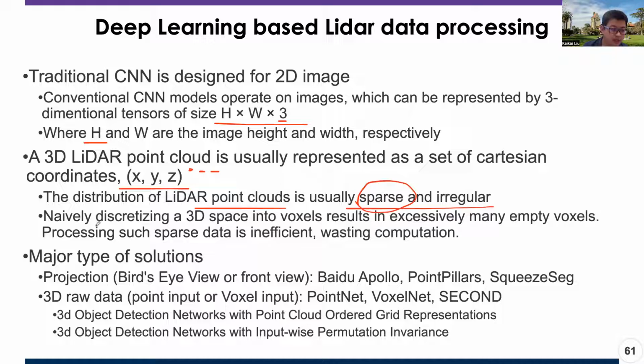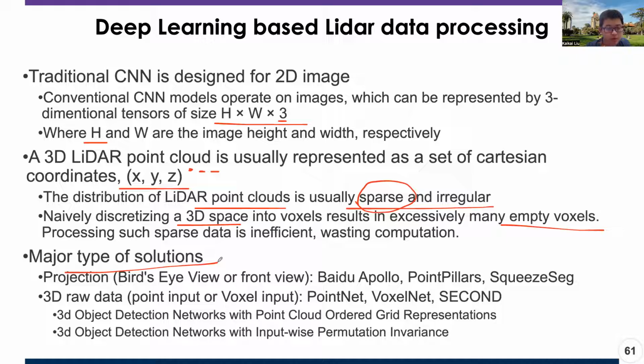If we naively cut the whole 3D space into 3D cells, which we call voxels, many of them will just be empty. And a CNN is not suitable for empty data; CNN is not suitable for sparse data. So if you apply a CNN to this kind of sparse data, it is inefficient and wastes resources. So there are some major types of solutions. We will go through some of the major categories of how we can apply CNNs to LiDAR.